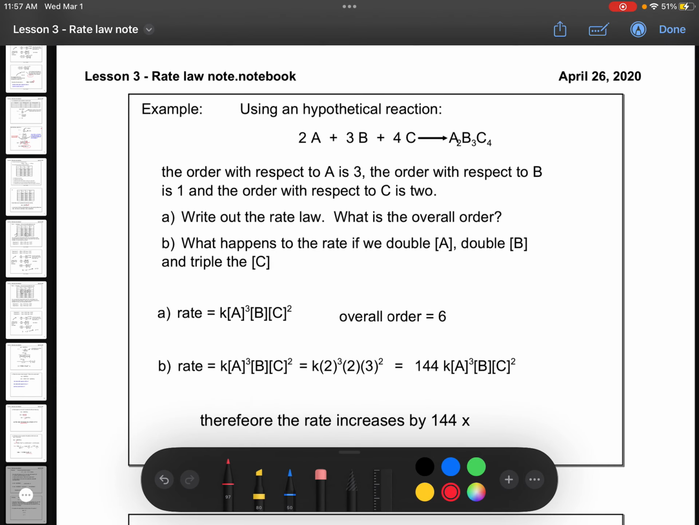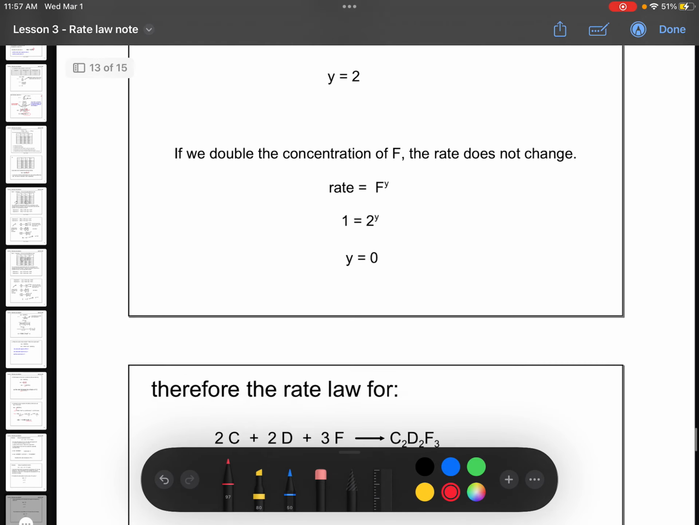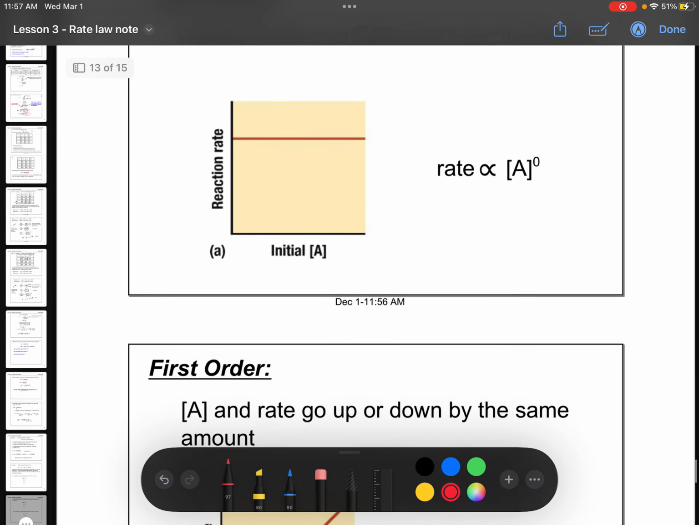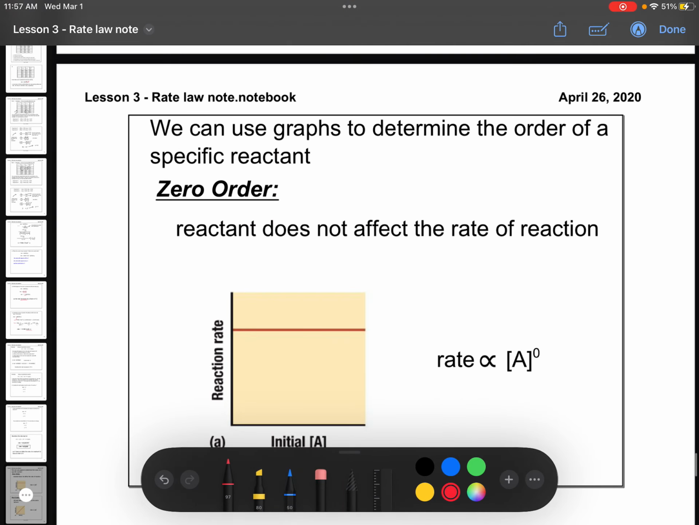So there is another example here if you want to take a look at. This is a hypothetical one. Once again, you're more than welcome to go through these to take a look at them and determine the rate law for all of these to try it out. All of these are great examples to practice and determine the overall rate.